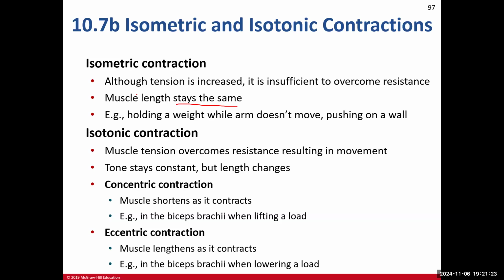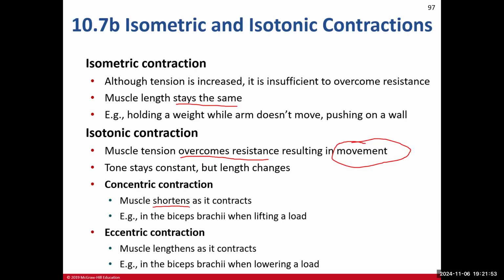An isotonic contraction, there's two types, right? But basically what we're seeing with an isotonic contraction, we do overcome that resistance. So we're actually going to see some sort of movement occurring here, right? But there's two types. One, we shorten the muscle. The other, we cause the muscle to lengthen, okay? So a concentric contraction, the muscle shortens, right?